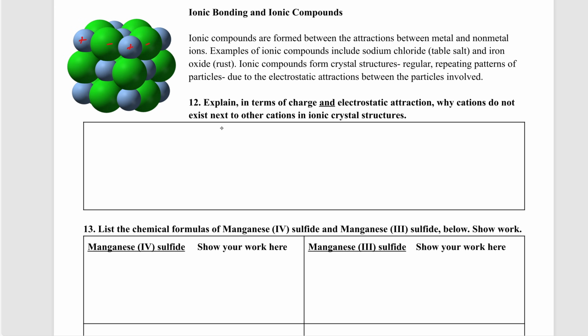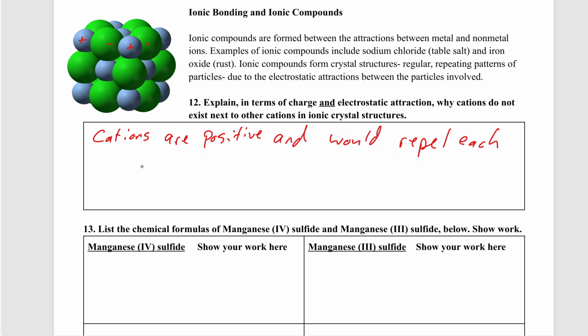So explain in terms of charge and electrostatic attraction why cations do not exist next to other cations in ionic crystal structures. So cations are positive and would repel each other, not attract. Simple as that. They're all positive, so you can't have those positive charges sitting next to each other.